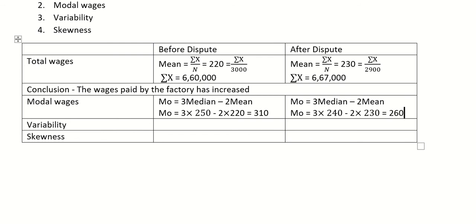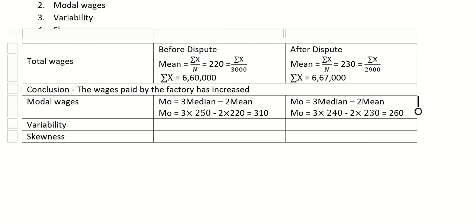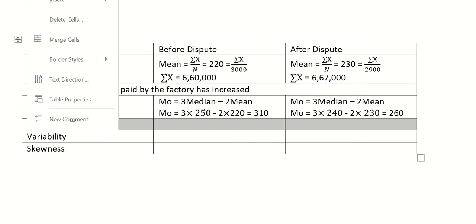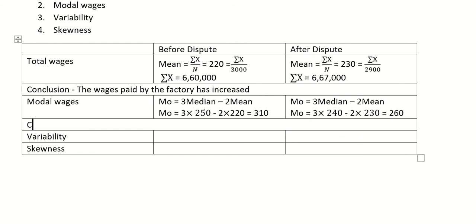So here you can see that the modal wages have declined. This is what we have interpreted from this situation: that the maximum workers are getting lesser and few are getting higher. So the conclusion here is modal wages have declined.